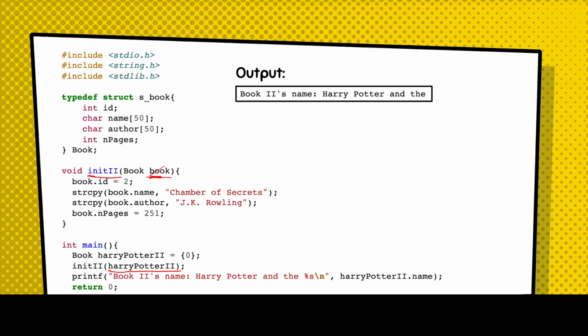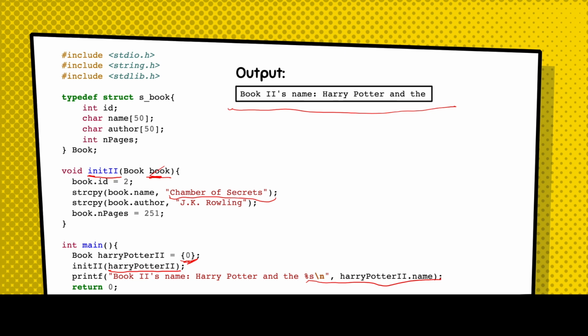And this is the reason why, if you look at the output over here, you will notice that it doesn't actually output the value of the book name, which is supposed to be assigned over here in init2. Instead, it just outputs empty, and this is because when we initialize Harry Potter 2 over here in the main function, we just assign it as a 0.